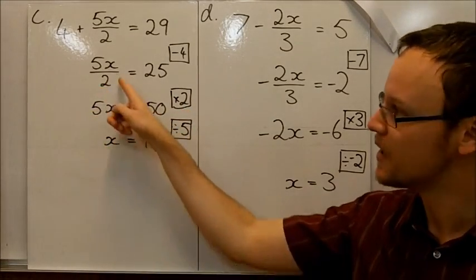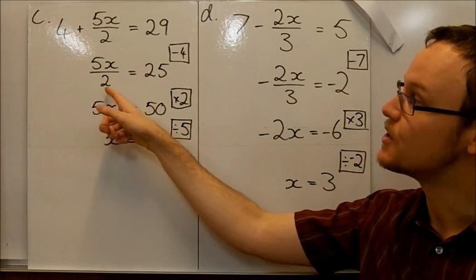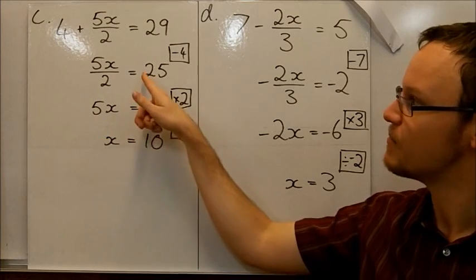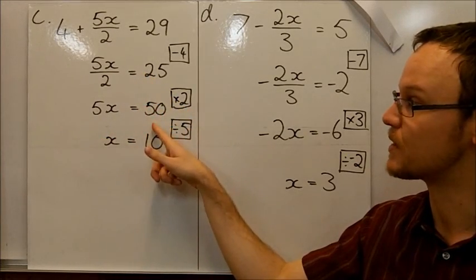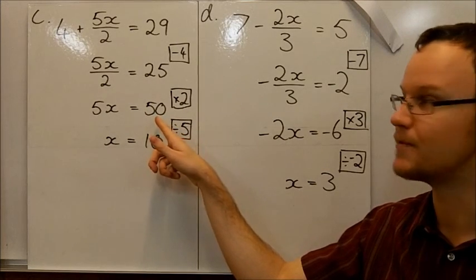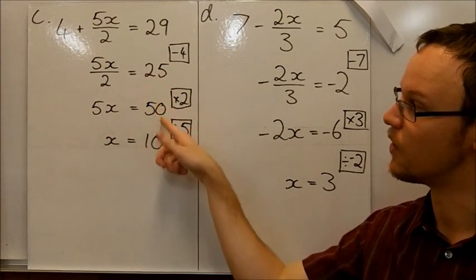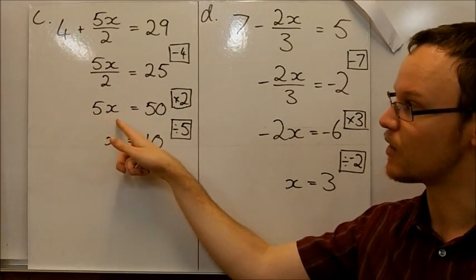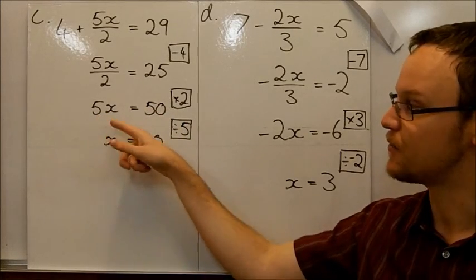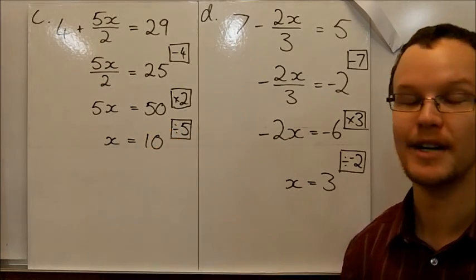So now we can have a look. The denominator is 2, so let's multiply by 2 on both sides. Doing that to this will get rid of the 2 on the bottom, so we're left with 5x. Multiplying by 2 on this side will yield 25 times 2, which is 50. So we've multiplied by 2 on both sides there. Now we've got left with 5x. We just want to get to x, get simpler and simpler as we go. So 5x divided by 5 will yield x. 50 divided by 5 is 10.